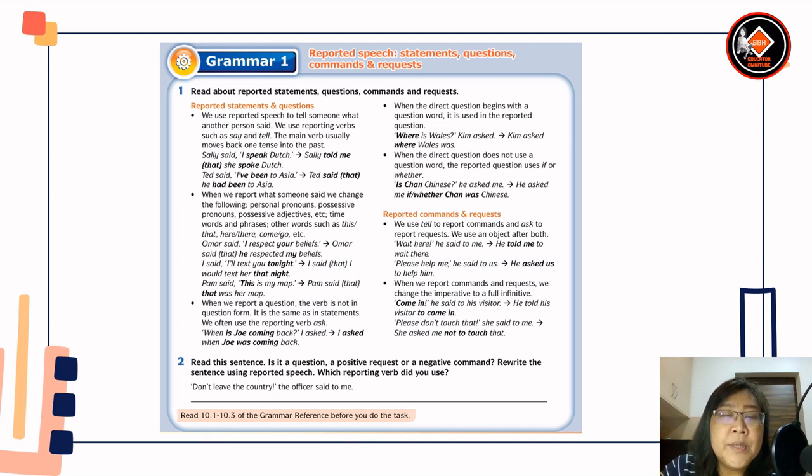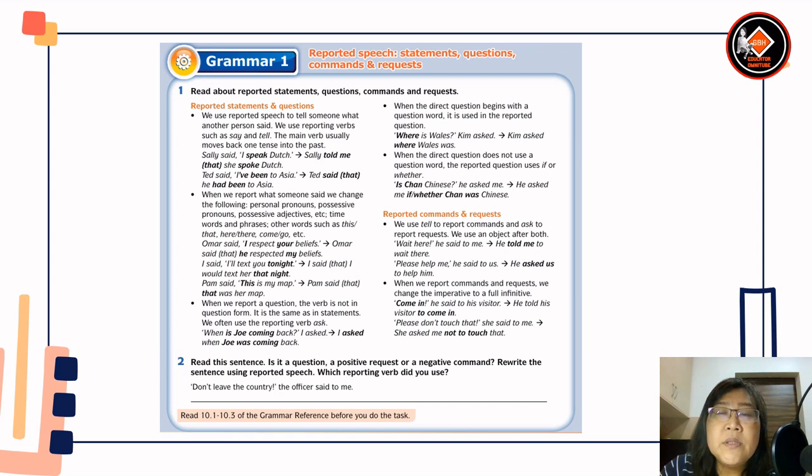When we report a question, the verb is not in question form. It is the same as in statements. We often use the reporting verb ask. When is Joe coming back? I asked. So the reported speech is, I asked when Joe was coming back. So there is no question form. When the direct question begins with a question word, it is used in the reported question. Where is Wales? Kim asked. So Kim asked where Wales was.